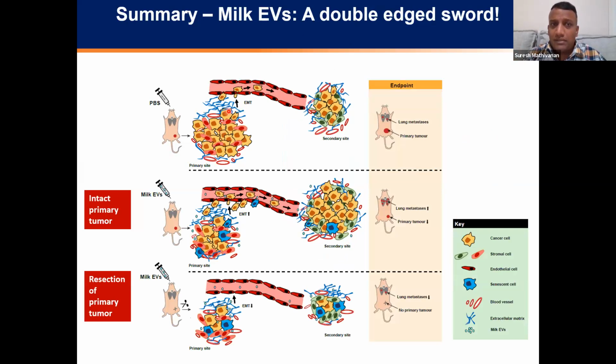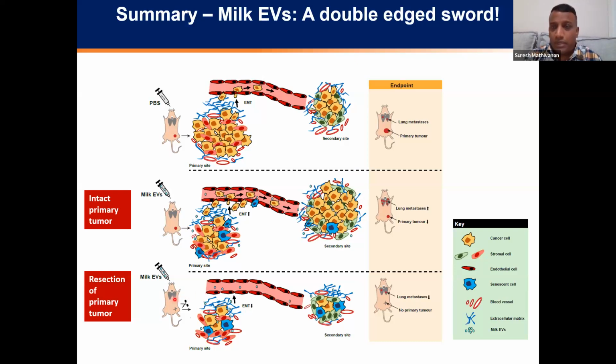Normally, when we have a cancer, through epithelial mesenchymal transition, the cells can enter circulation and then go and seed into secondary organs, thereby creating metastasis. But in this condition, when we give milk EVs and when the primary tumor is intact, the milk EVs are inducing senescence in the primary tumor, but however, accelerating metastasis by inducing EMT in these cancer cells, and thereby accelerating metastasis in the secondary sites as well.